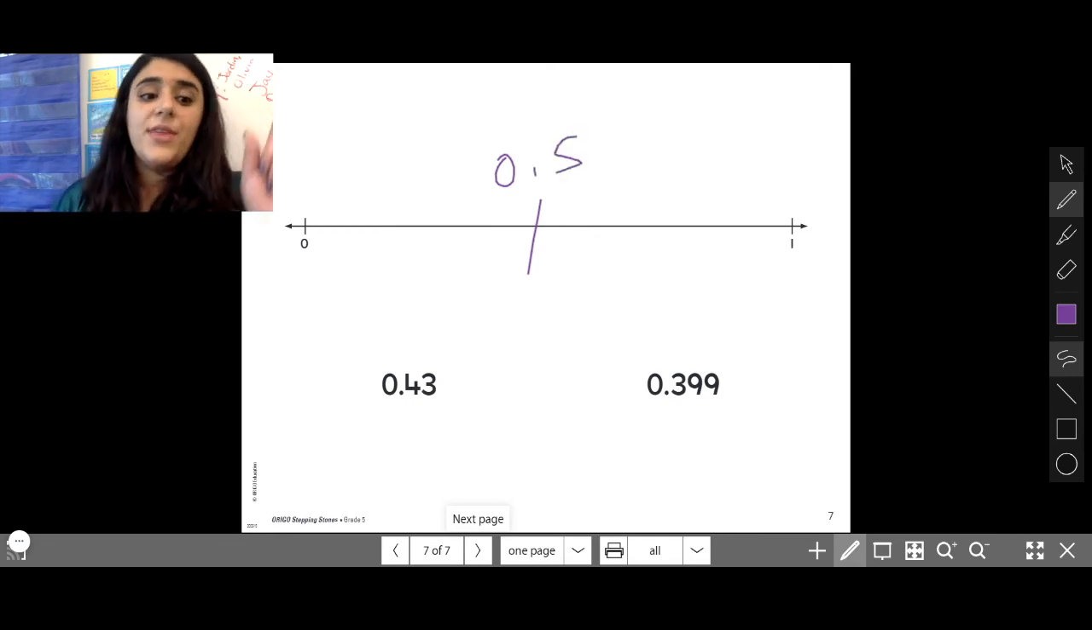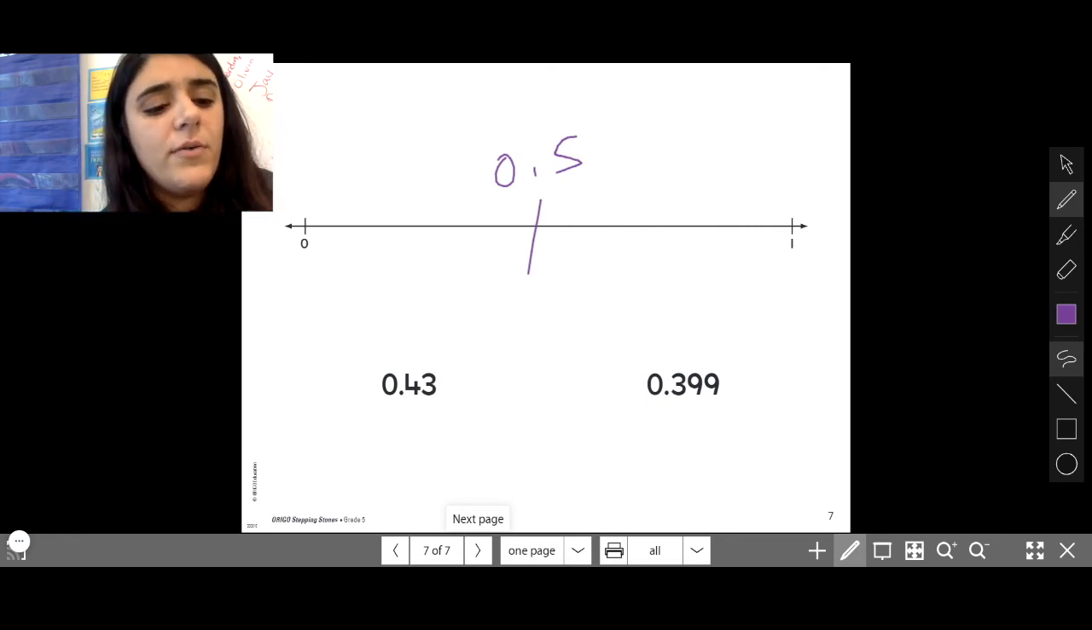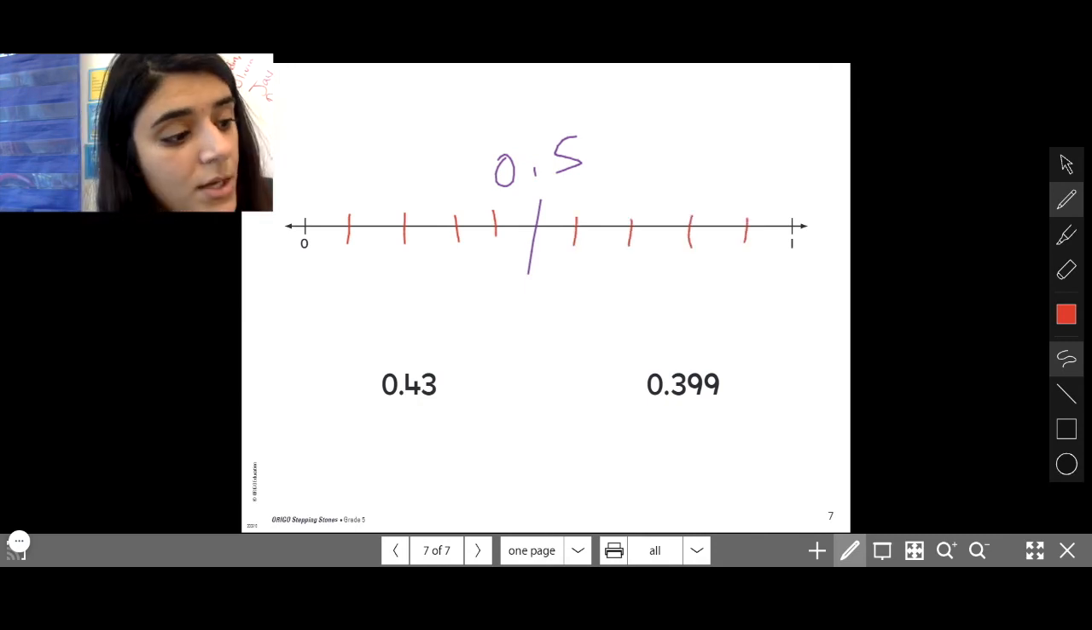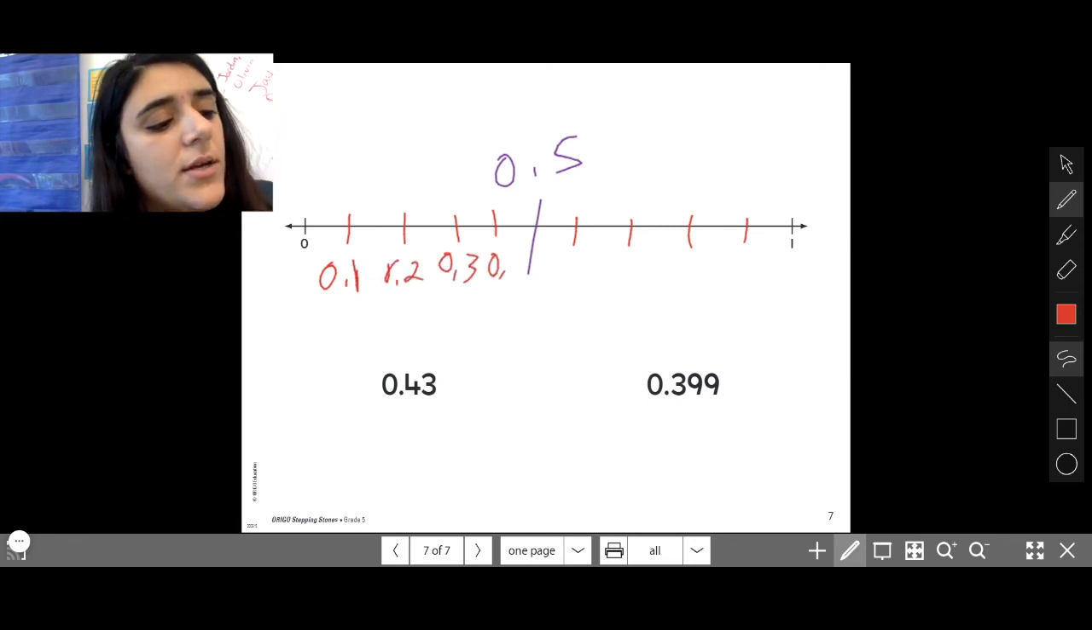Then you should mark your other tenths to make it a little bit easier for yourself. So you could say, okay, 1 tenth, 2 tenths, 3 tenths, 4 tenths. That was not very well spaced out. And then we go 6 tenths, 7 tenths, 8 tenths, 9 tenths. That was much better. So 0 and 1 tenth, 0 and 2 tenths, 0 and 3 tenths, 0 and 4 tenths. Okay, we're going to go all the way up.